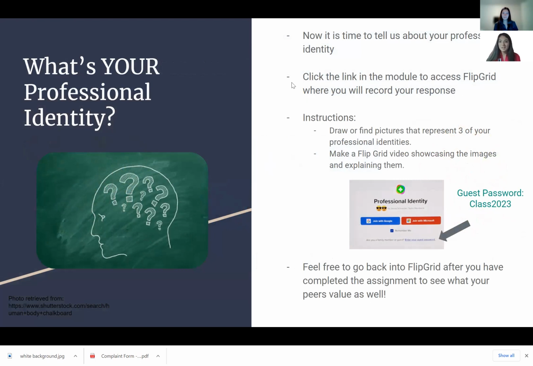Now it's time to tell us about your professional identities as well as your peers. So we would like you to click on the link in the module to access the Flipgrid, where you will be able to record your response. The instructions, I will just briefly go over. We would like you to draw or find 3 pictures that represent 3 of your professional identities, kind of like Jenna and I just showed you, and then make a Flipgrid showcasing those images and briefly explaining them.